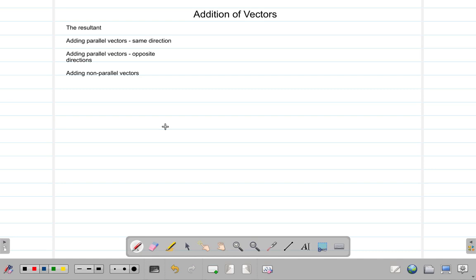In our previous video, we looked at vectors in general, and we saw the difference between the vector and the scalar. Now, we're going to look at addition of vectors. So, let's do it.